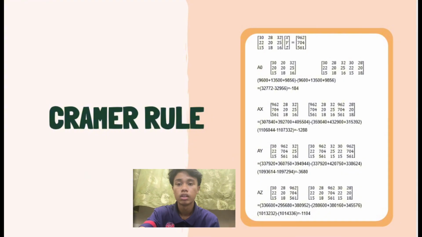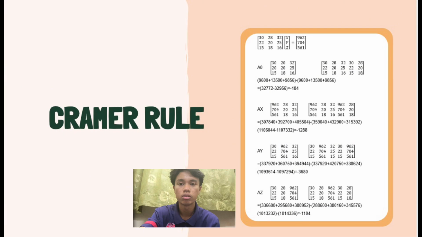After computing, we get Ax is equal to negative 1288. Second, Ay, replace second column with B. Solving the determinant gives us Ay equal to negative 3,680. Third, Az, replace third column with B. For Az, we get negative 1104.